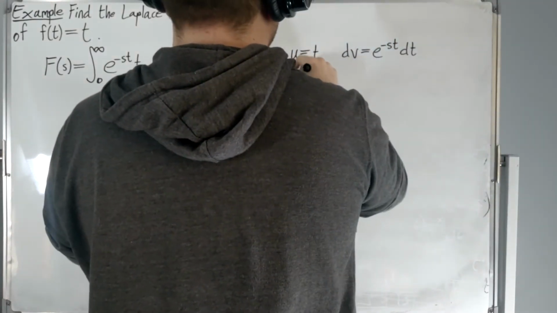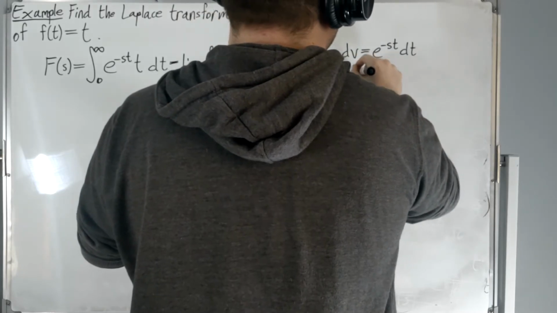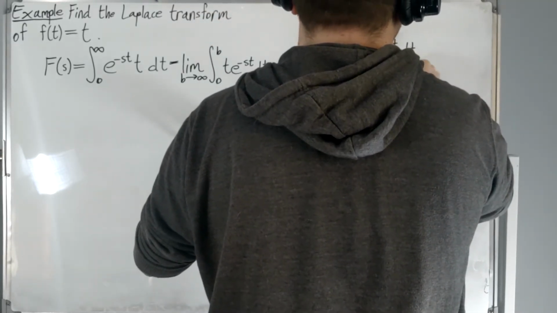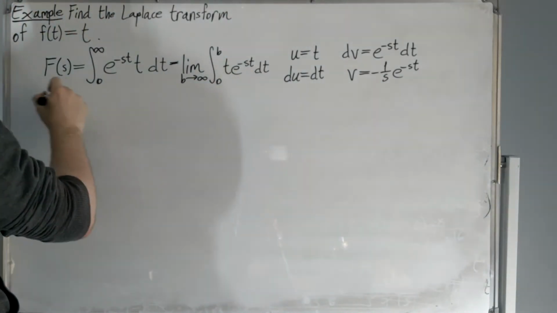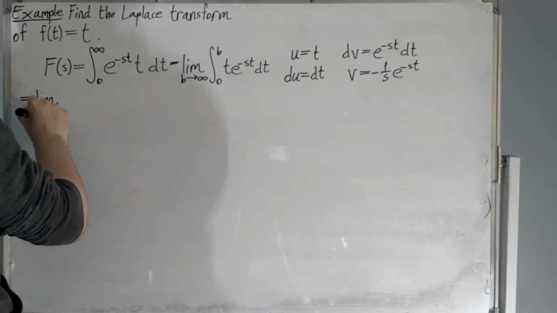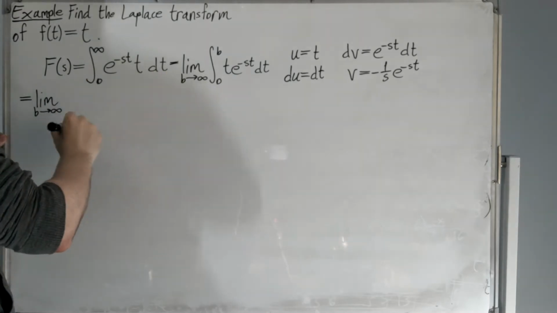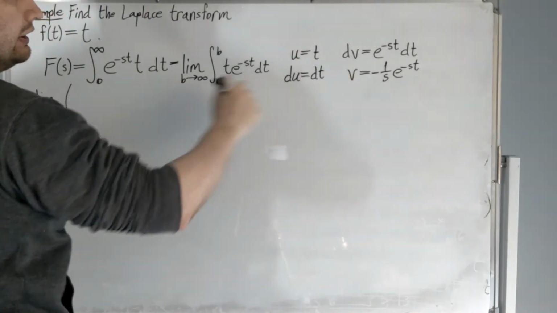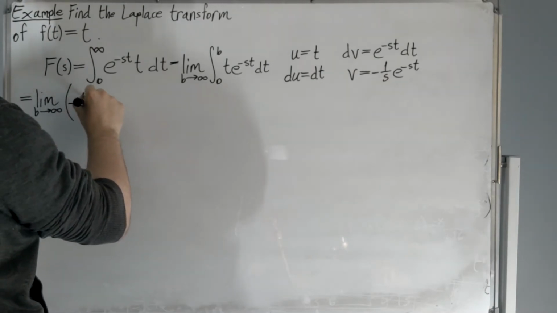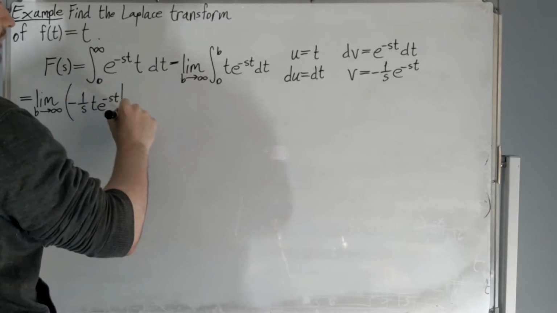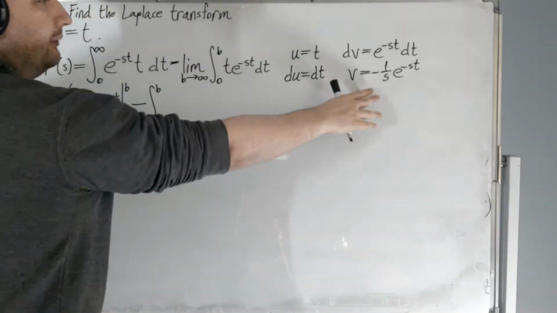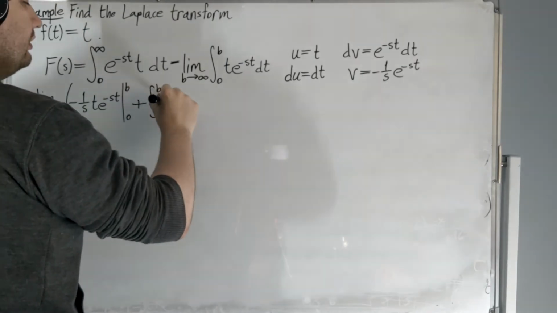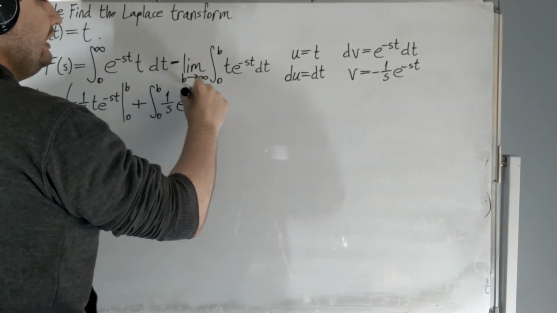In that case, du is dt, and v is negative 1 over s e to the negative st. So this is going to be the limit as b approaches infinity of, let's see here, uv is going to be negative 1 over s times t times e to the negative st, and that's evaluated from 0 to b, minus the integral from 0 to b of v du, which is going to be negative 1 over s e to the negative st dt.